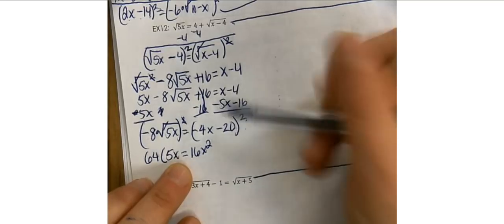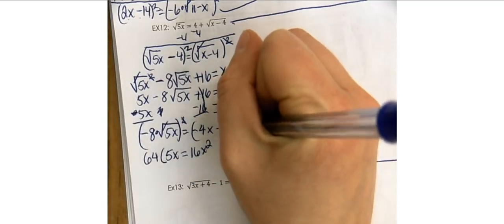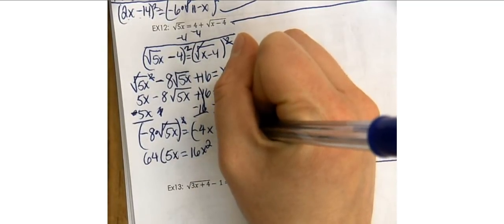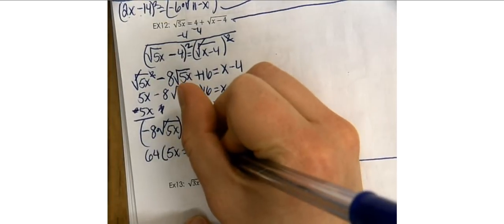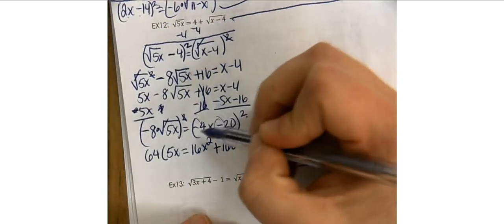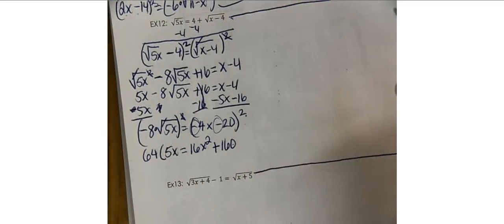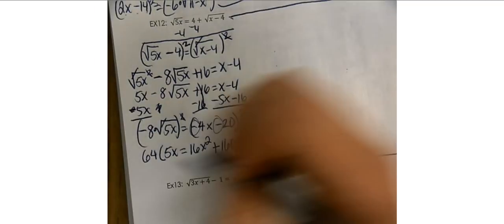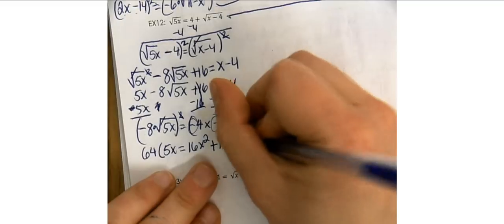Negative 4 times negative 20 is 80, and then 80 plus 80 is equal to 160. So that is going to be plus 160. And what makes it a plus 160 is the fact that both of these terms were minuses, so that's going to make that a plus. So we have plus 160x, and then we have negative 20 times negative 20, which is positive 400.